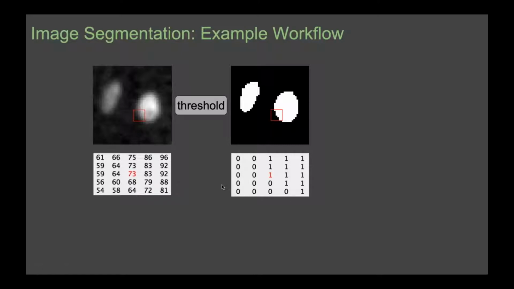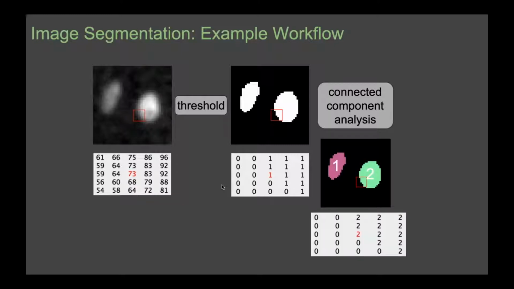So that's already quite nice. So we have now a background foreground distinction, but in fact we have not yet an object logic in this image. That's why you have to do one more step, and that's a so-called connected component analysis. Basically you look which of these foreground pixels are connected, so are next to each other, and then all the ones that are connected get the same value.